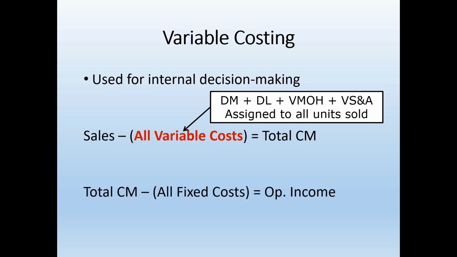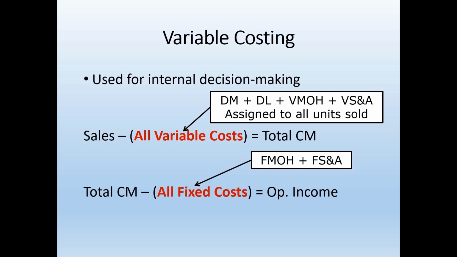Instead, we still need to subtract out all of the fixed costs in order to get operating income. Those fixed costs include all of the fixed manufacturing overhead and all of the fixed selling and administrative costs that were incurred during the period.